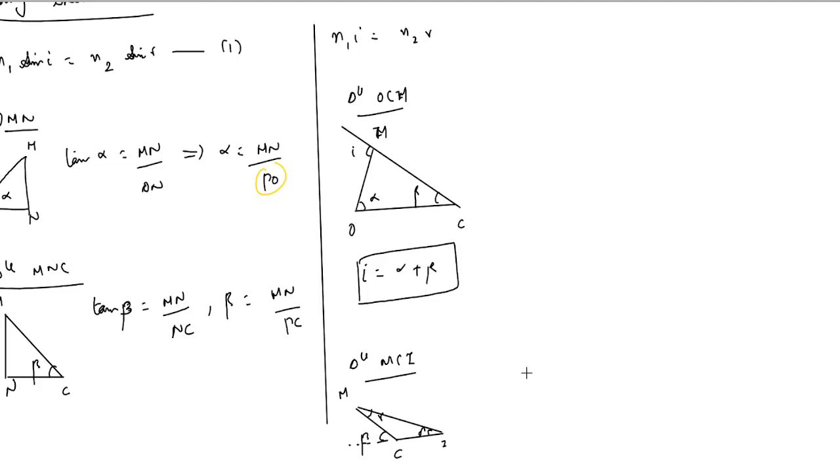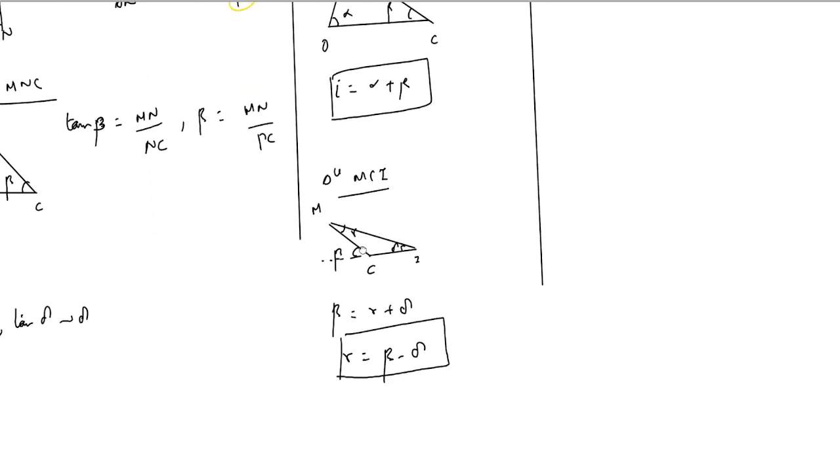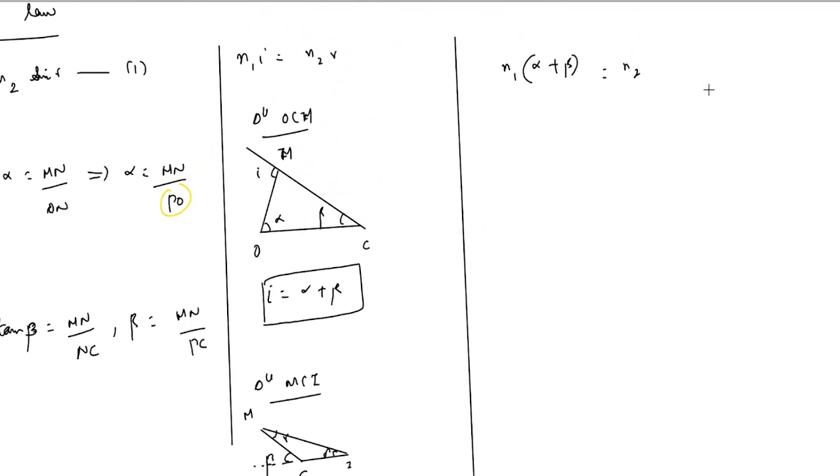N2 into R, and what we get here is N1 into I, which was alpha plus beta, that is equal to N2 into R, which from here was beta minus delta. So it is beta minus delta. Now let's bring the terms with beta on one side. So N1 beta is already here, that's the first term, and then this becomes minus N2 beta, that is equal to minus N2 into delta minus N1 into alpha.